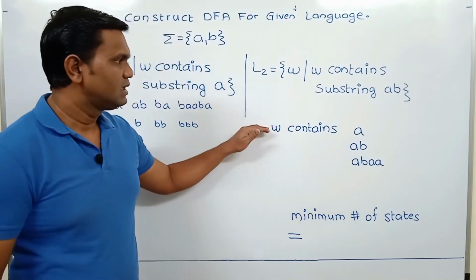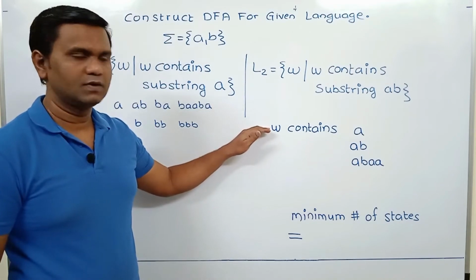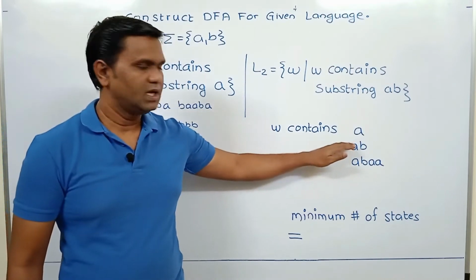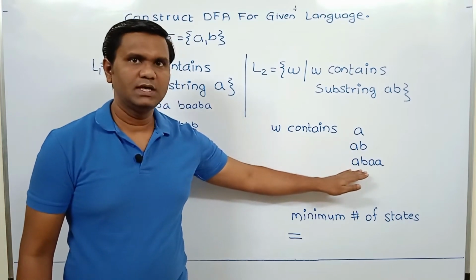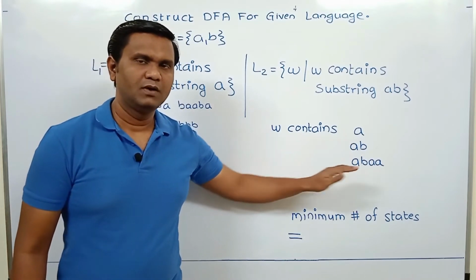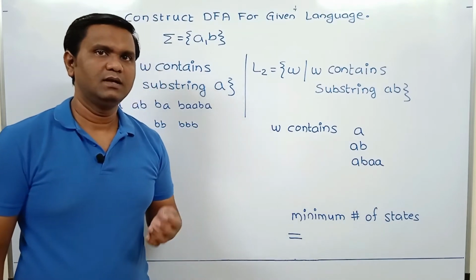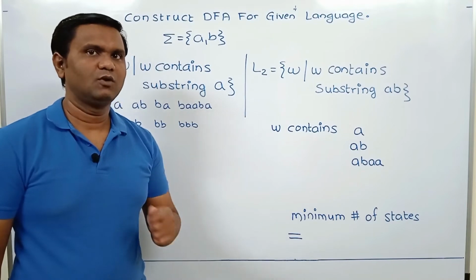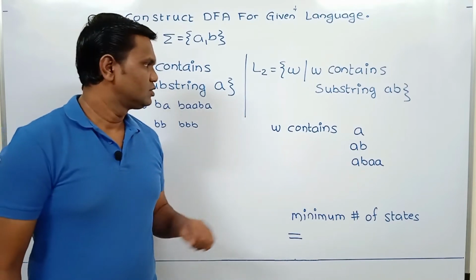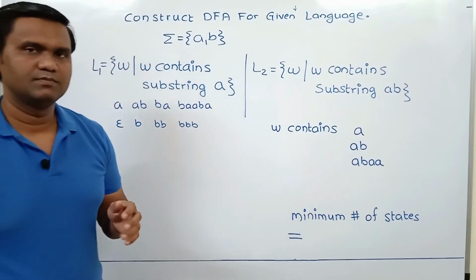Now this part is relatively easy and straightforward. For AB, it is also doable. But when it comes to designing DFA for W contains ABAA, we have to understand logic and develop the procedure. That is also easy, but we have to understand logic and develop the procedure. So let's start with the easiest part.